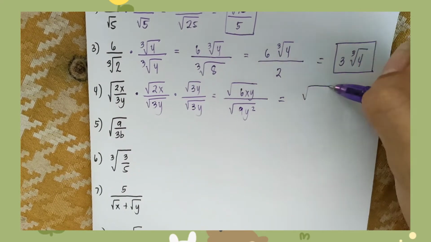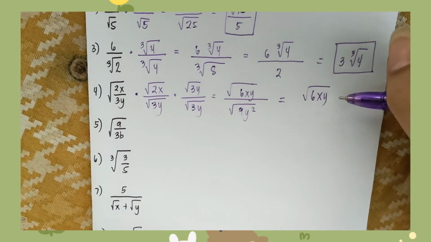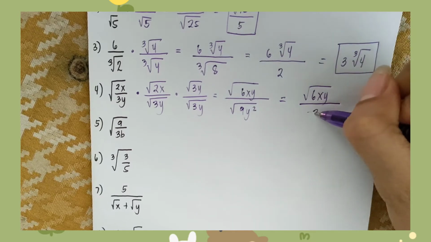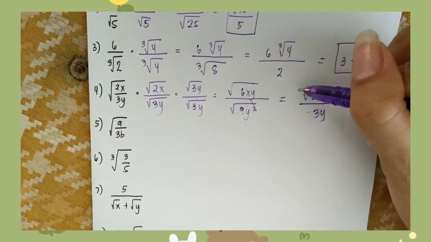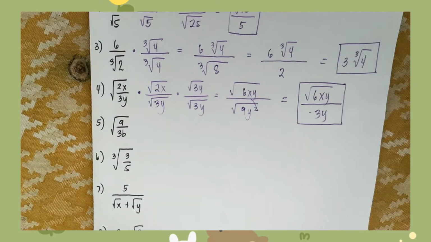Okay, simplify. Just copy your numerator because it's not a perfect expression. All over, the square root of 9 is 3. And then this will be cancelled out. So what's left is just y. This is our answer for number 4.